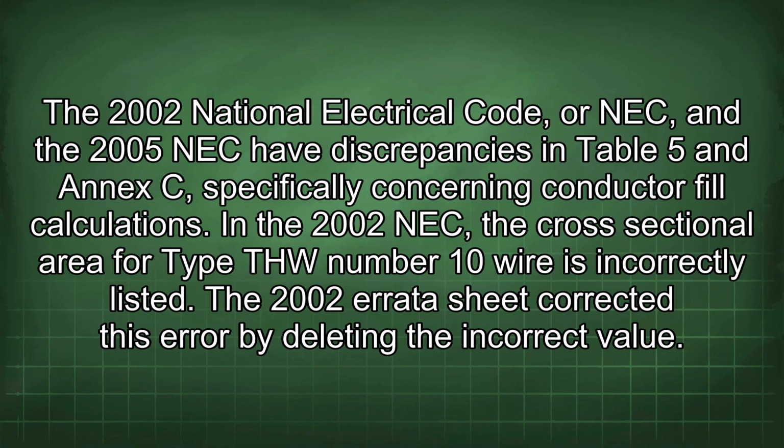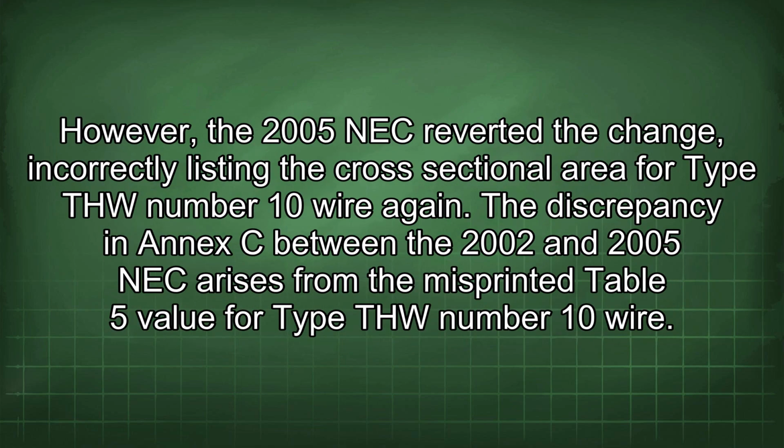The 2002 National Electrical Code, or NEC, and the 2005 NEC have discrepancies in Table 5 and Annex C, specifically concerning conductor fill calculations. In the 2002 NEC, the cross-sectional area for type THW number 10 wire is incorrectly listed. The 2002 errata sheet corrected this error by deleting the incorrect value. However, the 2005 NEC reverted the change, incorrectly listing the cross-sectional area for type THW number 10 wire again.